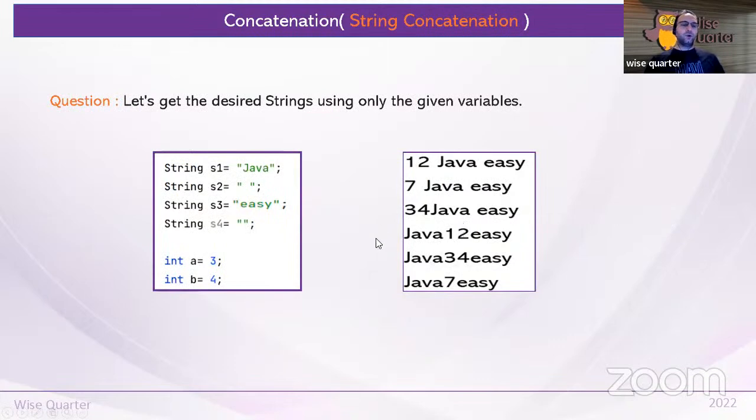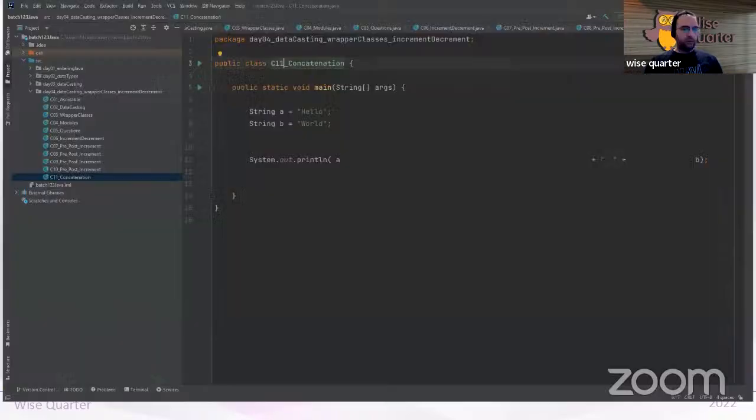So this is the question. Here we will try to print these values to the console, but we have only those variables. We will use those variables and try to print that to a console. I'm sorry. Let me check it.